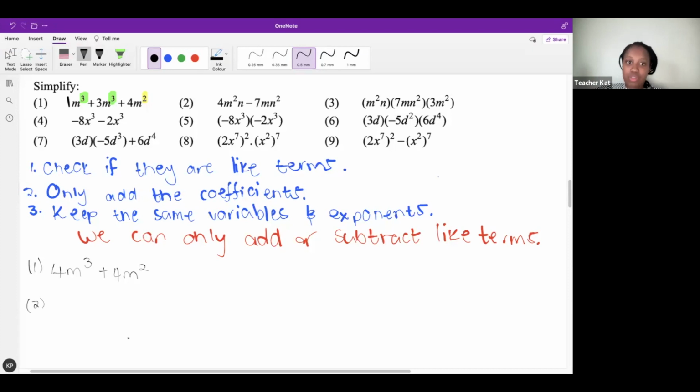So let's do number 2. Are there like terms? 4m squared n minus 7mn squared. What happens if you get a question like this in a test and they are not like terms? What do you write on your paper? Write it as it is. Beautiful. So then your answer will literally just be 4m squared n minus 7mn squared.